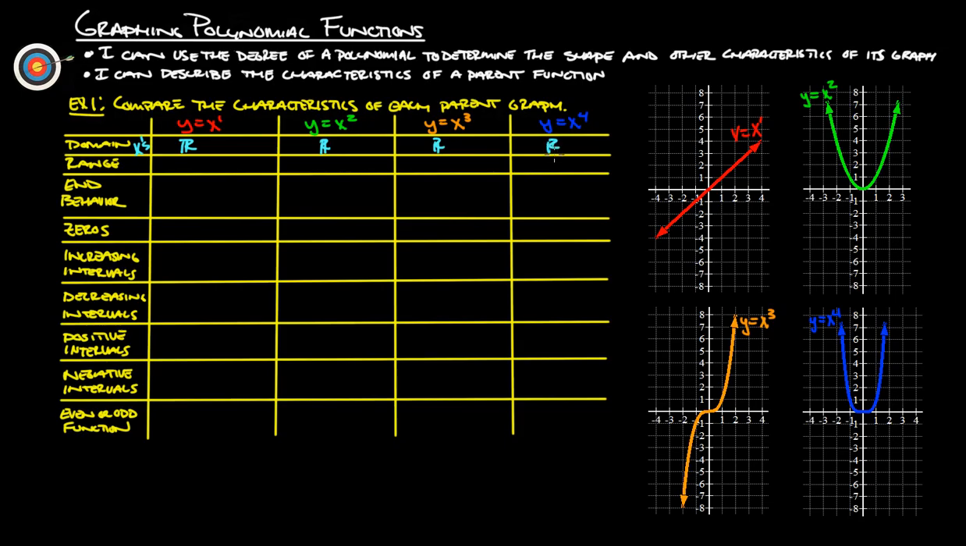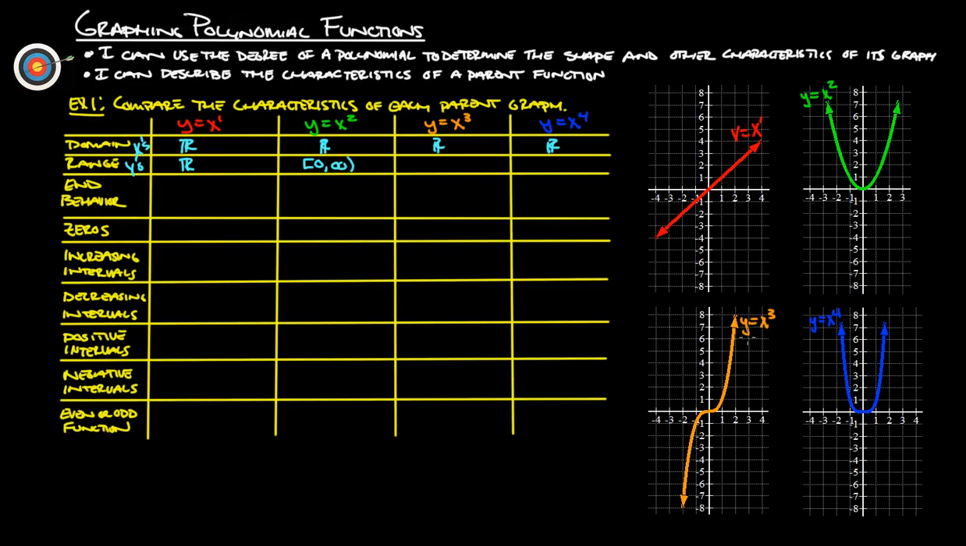Now, the range is what the y's can be. On this one, you'll notice it goes down forever and it goes up forever, so the range is also going to be all real numbers. But on x squared, it starts at 0 and only goes up forever and ever, so our range here is going to be a little different. It starts at 0 and actually includes 0, so we should make a square bracket, 0 to infinity.